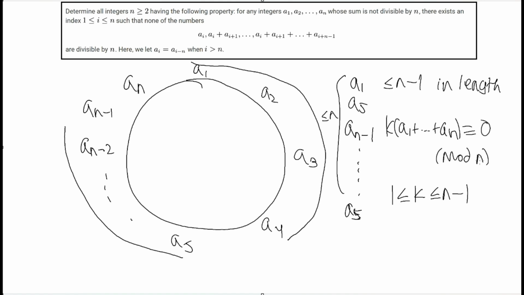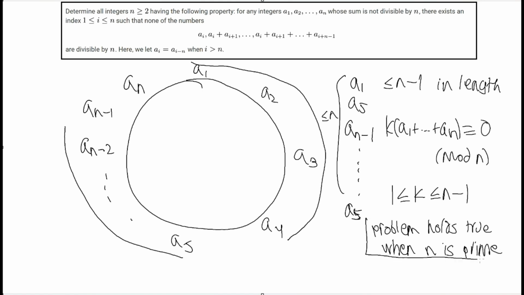Well, if n is composite, then if we write this as ab, then this could be a and this could be b, and that's bad. However, if n is prime, then that means that one of these guys must be divisible by n. And clearly k is not divisible by n, which means that this sum here must be divisible by n. And that's bad by the problem condition. So therefore, the problem holds true when n is prime.